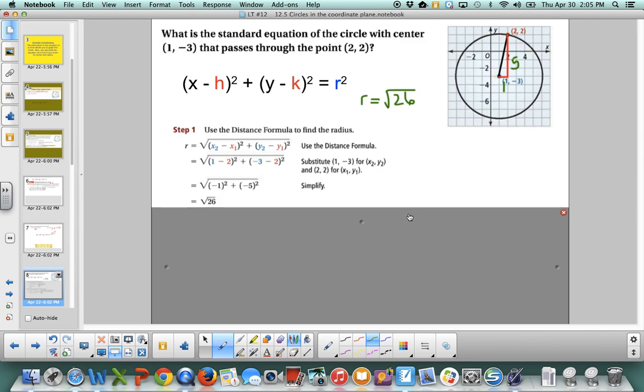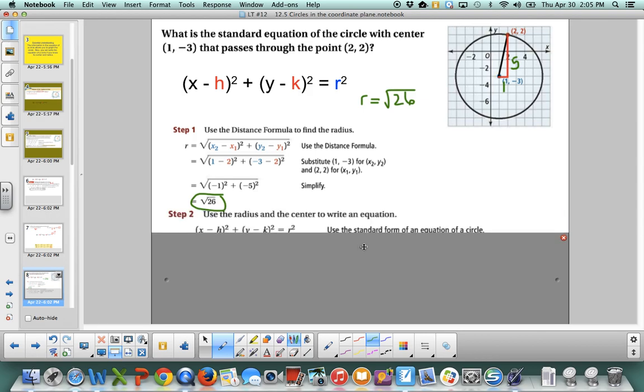And that stems from the distance formula, or from the Pythagorean theorem over here. 5 squared plus 1 squared equals x squared. So we get square root of 26. Don't simplify that because in our formula we want to square the radius, and the square of a square root gets rid of it, and we get 26.